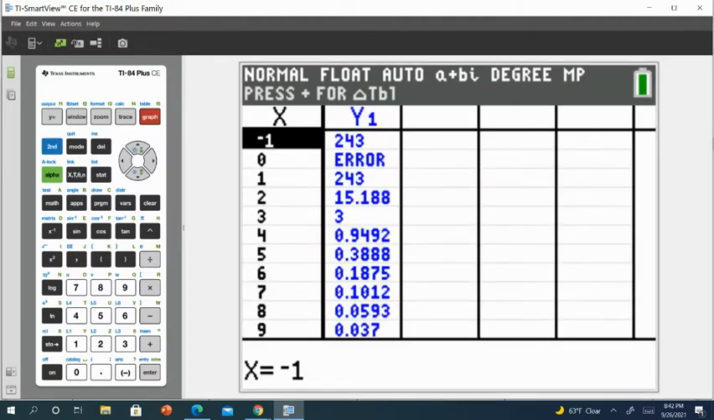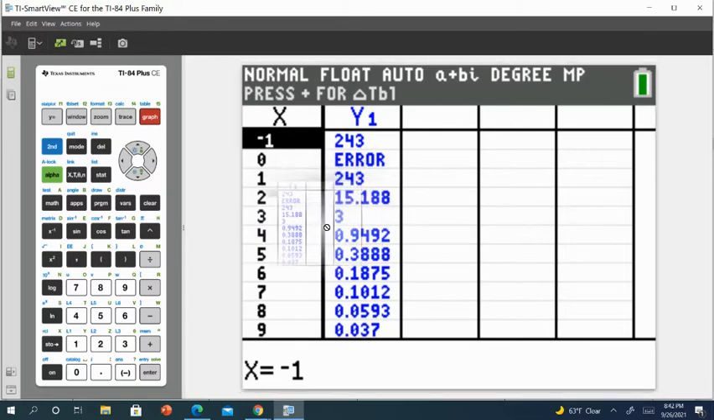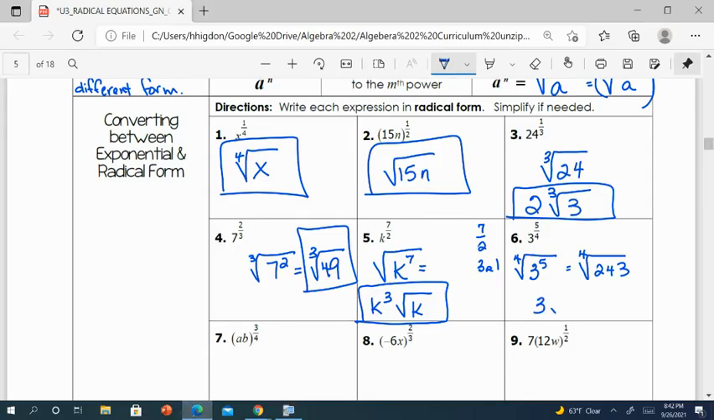Second graph, looking at my table, it's a 3 and a 3. So this is going to be 3 times the 4th root of 3.